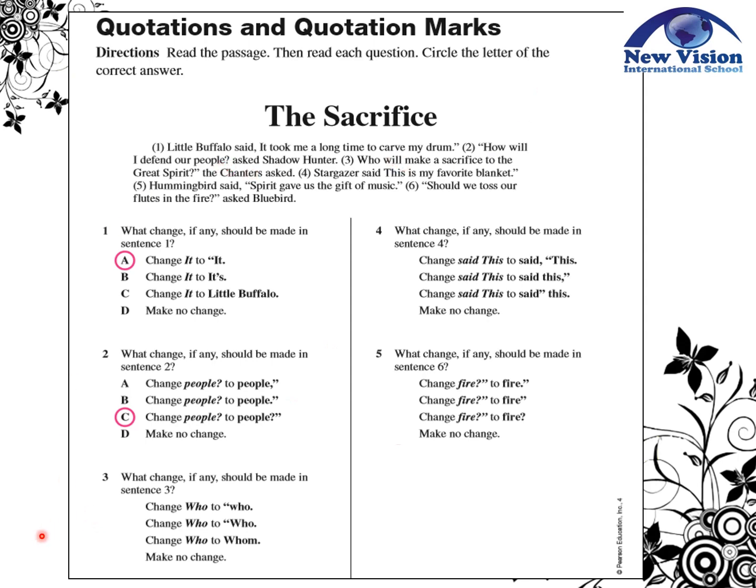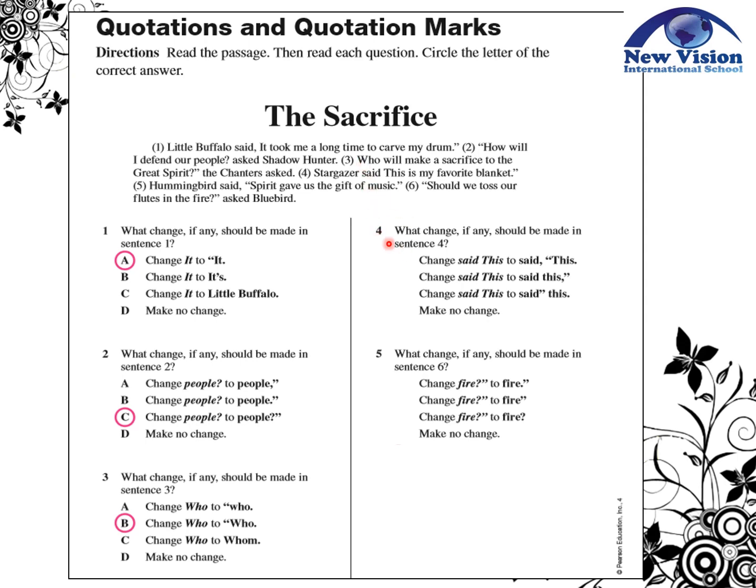Number 3. What change, if any, should be made in sentence 3? A. Who to "Who. B. Who to "Who. C. Who to whom? Or D. Make no change. Correct answer is B. "Who will make a sacrifice to the Great Spirit?" the chanters asked. Who here must have an open quotation mark.